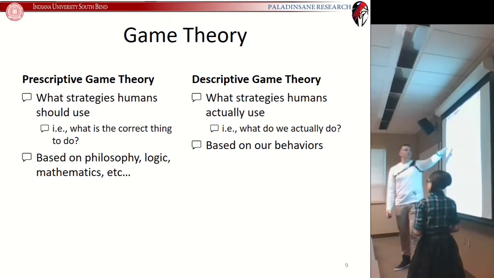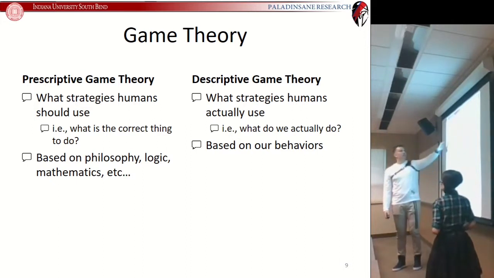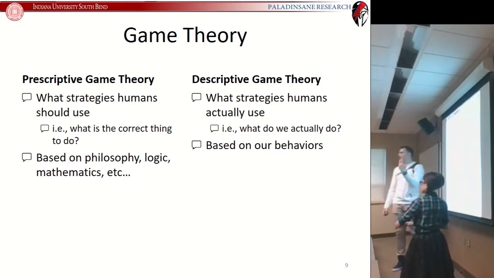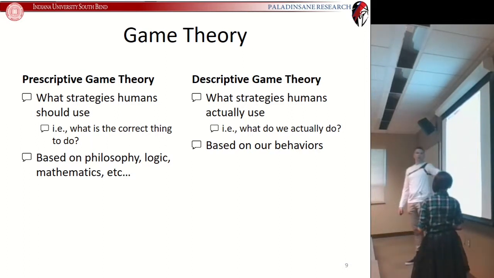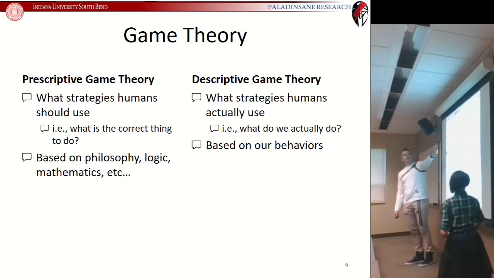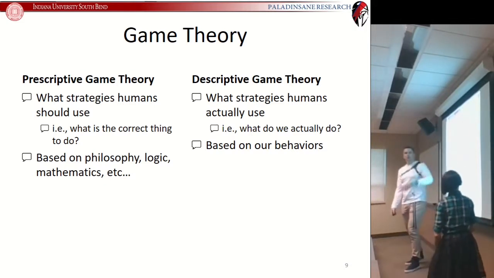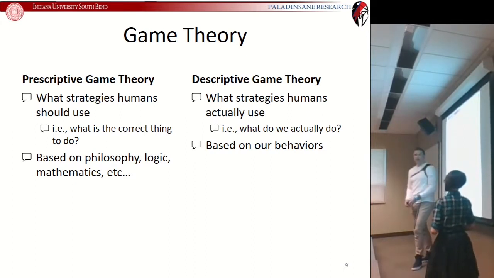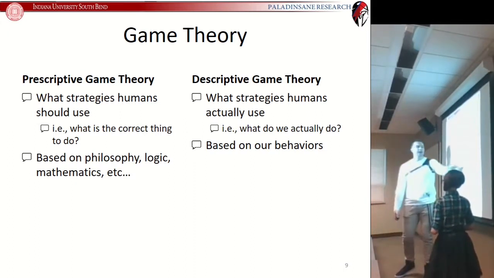We have that for game theory as well. Prescriptive game theory is what strategies rational individuals, humans, should use. What is the correct thing to do? And this is based on philosophy, logic, mathematics, etc. And then descriptive game theory is what we actually do. How do we actually play the game? How do we actually interact with others? And that's based on our behaviors.